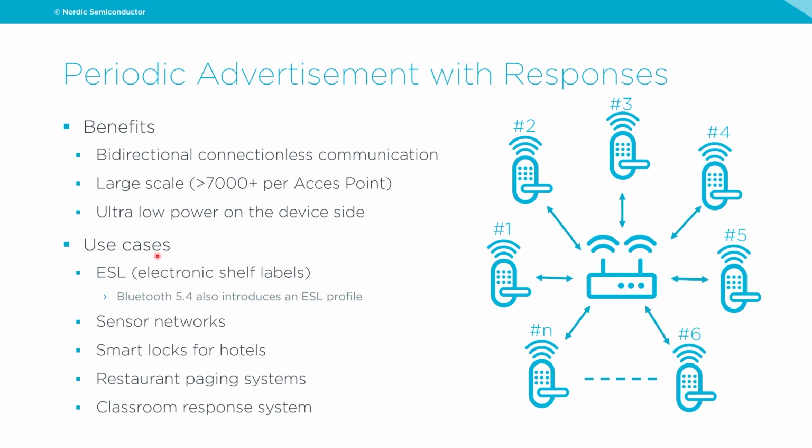The main use cases for this feature are ESL, electronic shelf labels, and the other thing that the Bluetooth 5.4 specification introduces is also a profile for ESL that builds on top of this feature. But you can also have other applications like sensor networks, where you have a bunch of sensors across a certain area, and you want to collect data and exchange data with these sensors. Smart locks for hotels or restaurant paging systems, classroom response systems, and other similar deployments where you require large scale with ultra low power on the device side, and you want to have this bidirectional connectionless communication.